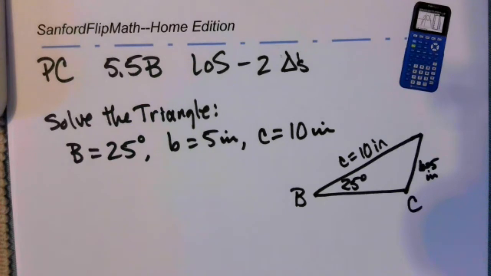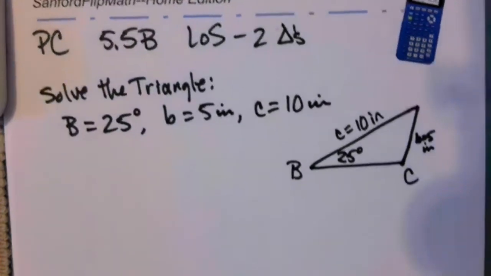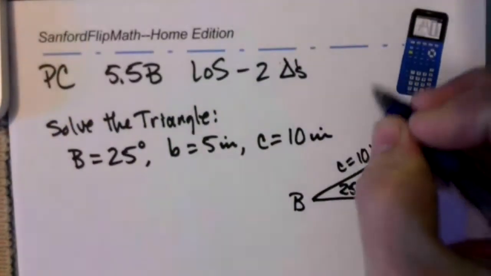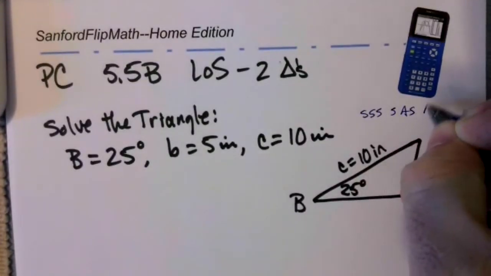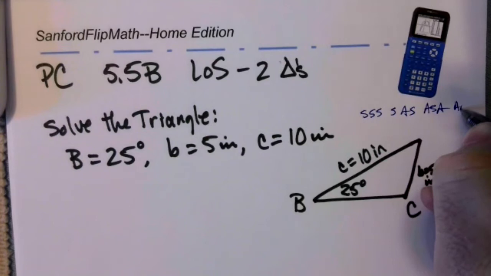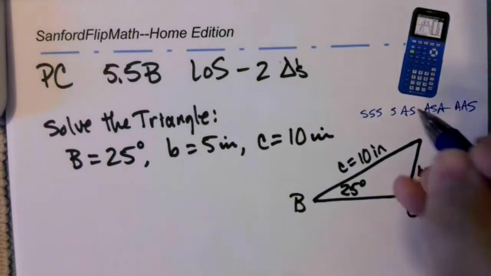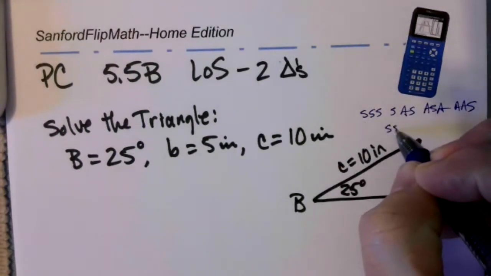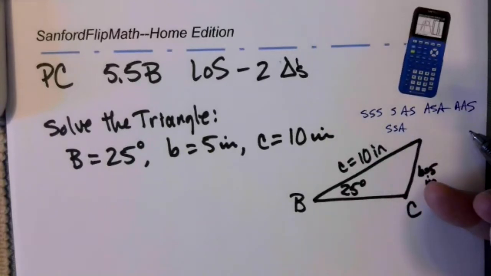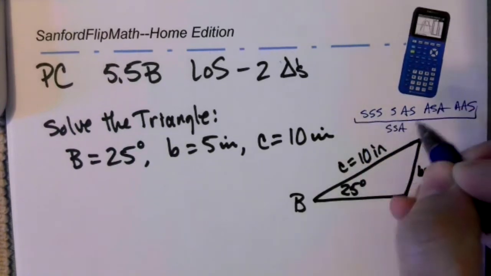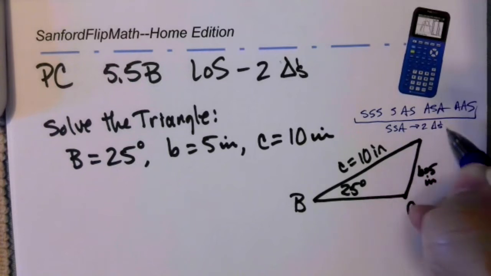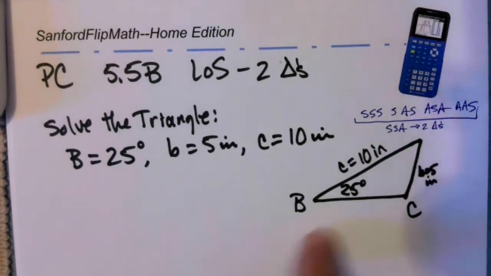Way back in the day when you were in geometry, you learned a whole list of ways you can show triangles are congruent. For instance, side-side-side is legit, side-angle-side, angle-side-angle, angle-angle-side. Those are all ways to show triangles are congruent. Well, it turns out that side-side-angle, or its reflection, angle-side-side, is not a way to show triangles are congruent, because with that information, there are two triangles possible. And that is what we have here.